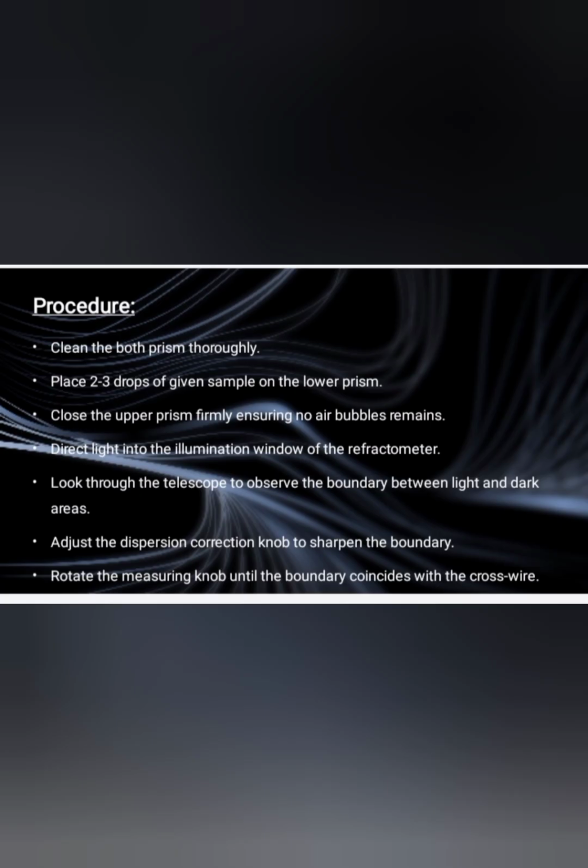Procedure. Firstly, clean both prisms. Place 2 to 3 drops of the given sample on the lower prism. Close the upper prism firmly, ensuring no air bubbles remain. Direct light into the illumination window of the refractometer. Look through the telescope to observe the boundary between light and dark areas.